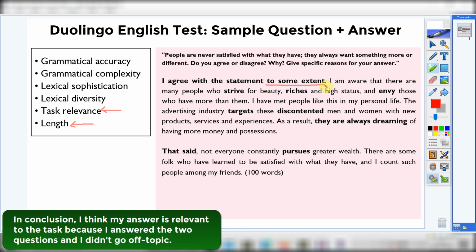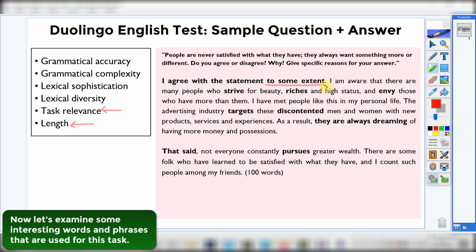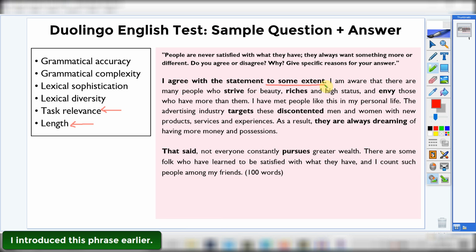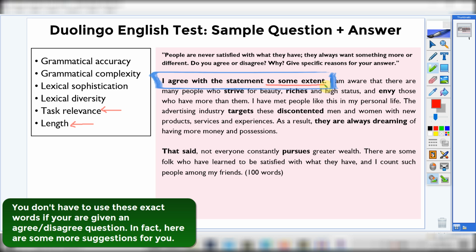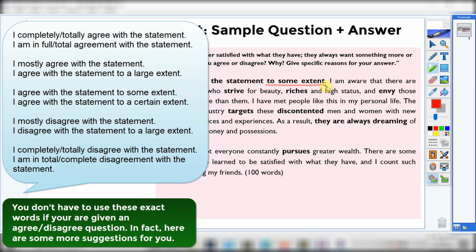In conclusion, I think my answer is relevant to the task, because I answered the 2 questions and I didn't go off topic. Now let's examine some interesting words and phrases that I used for this task. I introduced this phrase earlier. You don't have to use these exact words if you are given an agree-disagree question. In fact, here are some more suggestions for you.